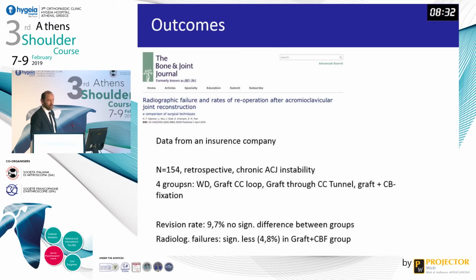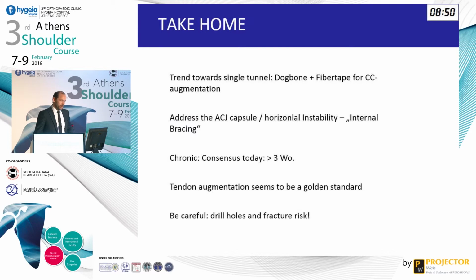Revision rate, around 10%. No significant difference between the groups. Radiological failures were less in the CC button plus graft group. This is all we can say from the biggest group we have in literature. Take-home message for AC joints. The trend goes towards a single tunnel. So less tunnels, smaller diameters, not to risk a coracoid or a clavicle fracture.